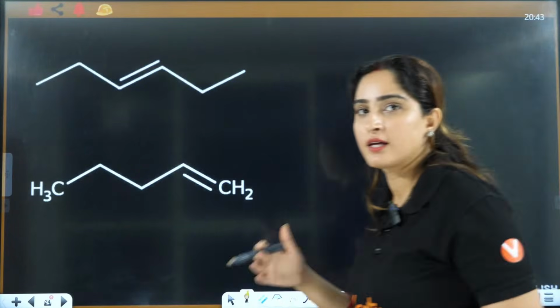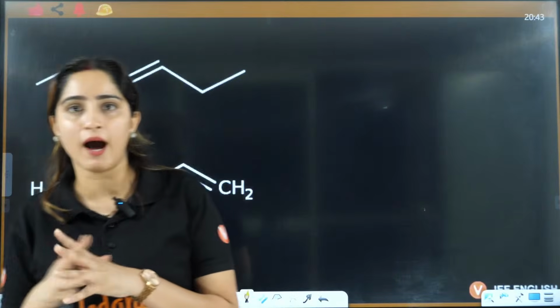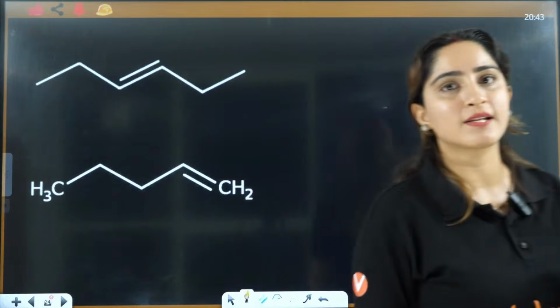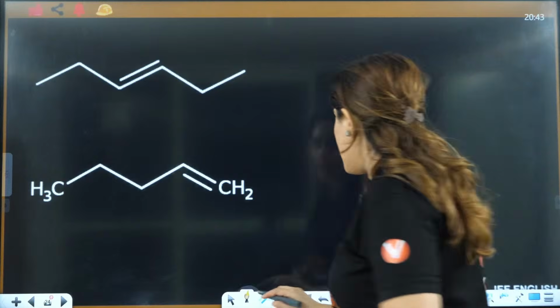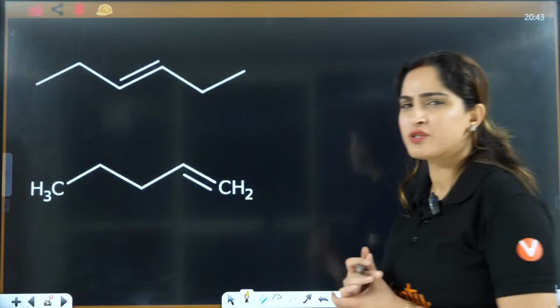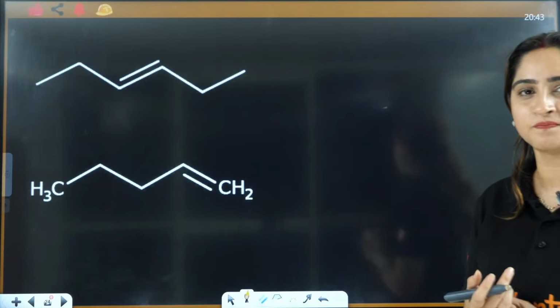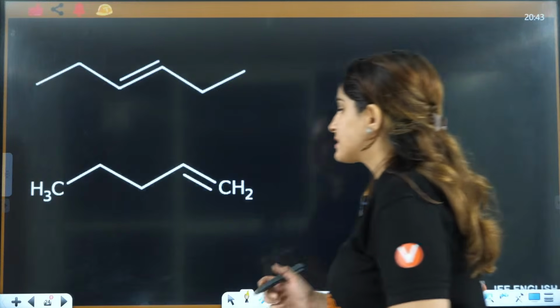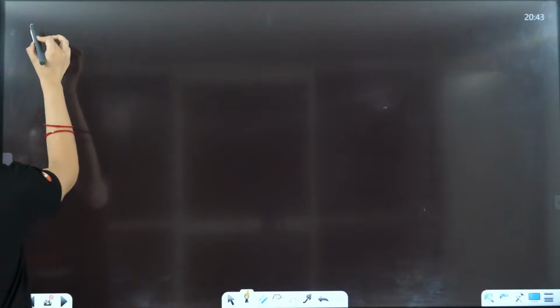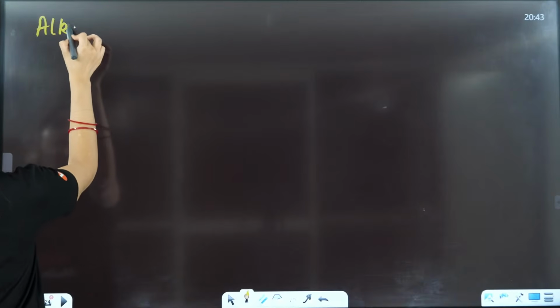Now let's see the alkene part. Right? Let's move towards the next thing, that is alkene. Now in alkene, how do you answer alkene? How do you answer alkene? The simple thing is, I'll just explain it to you here. Alkene nomenclature.